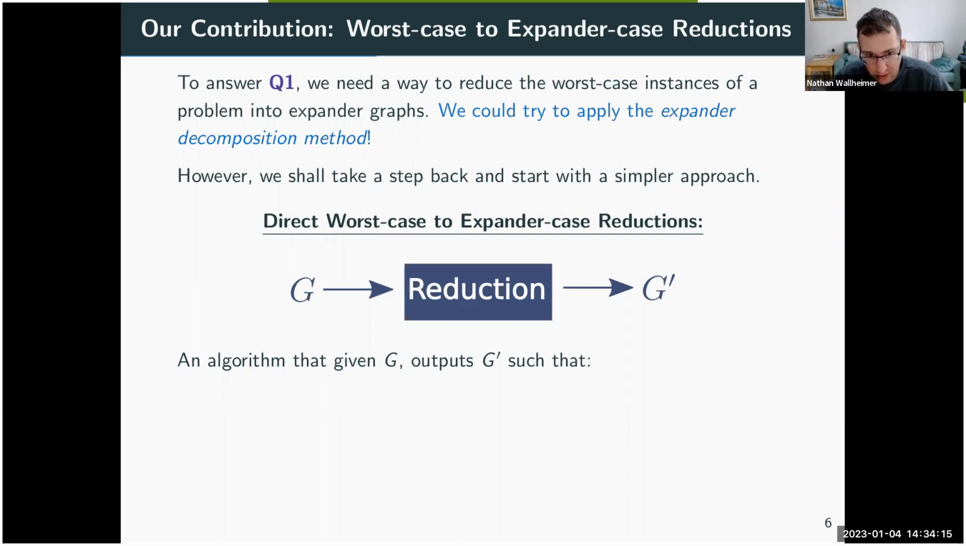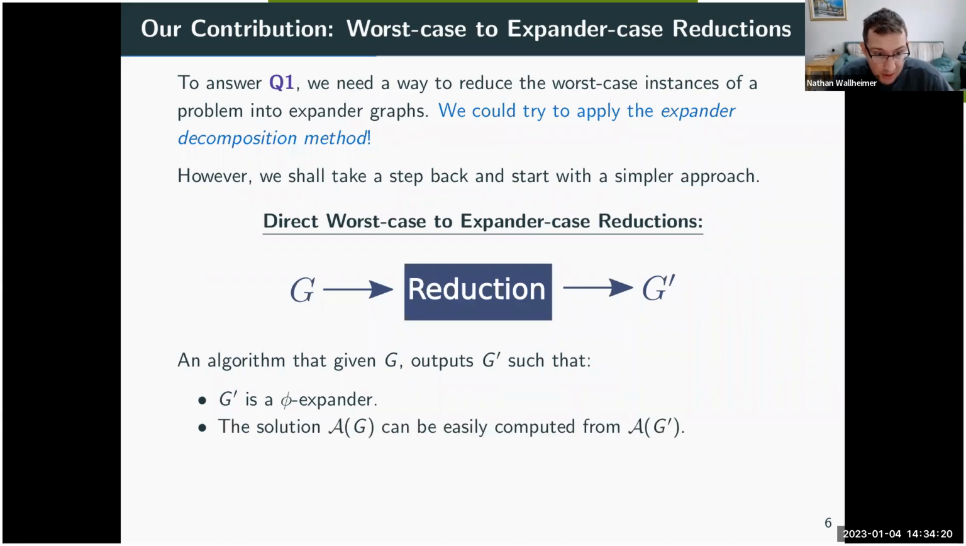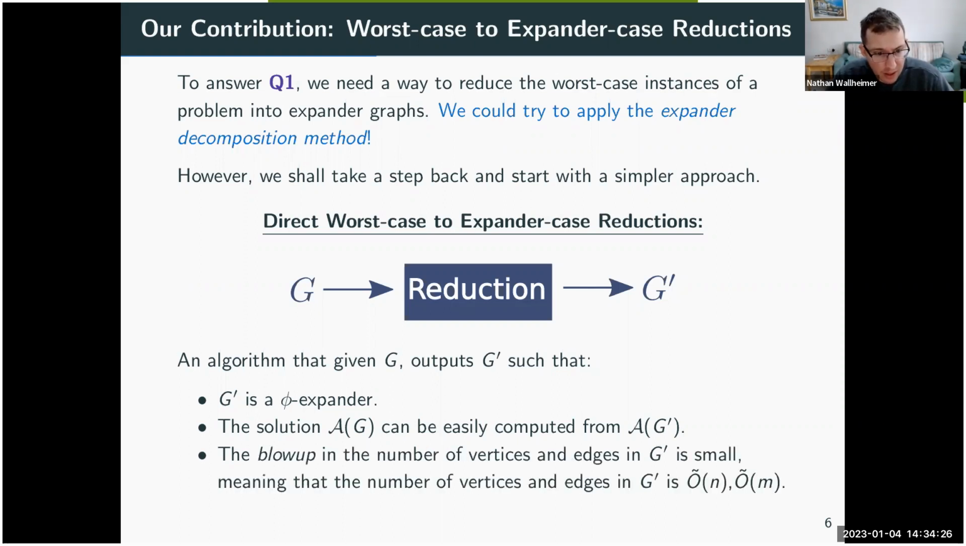It's an algorithm that, given a graph G, outputs a graph G prime, such that G prime is an expander. The solution to G can be easily computed from the solution to G prime. And finally, the blow up in the number of vertices and edges in G prime is small. When I say blow up, I mean that simply the size of G prime is about the size of G, up to some polylog factors maybe. When we design such a reduction, ideally we want to obtain a conductance that is constant, and we want the reduction to run in near linear time.